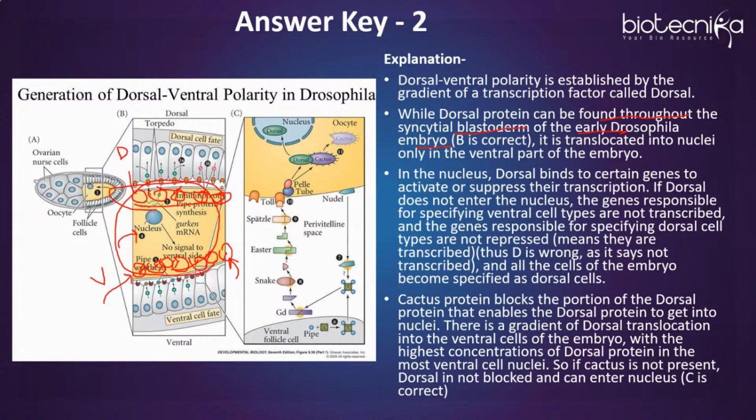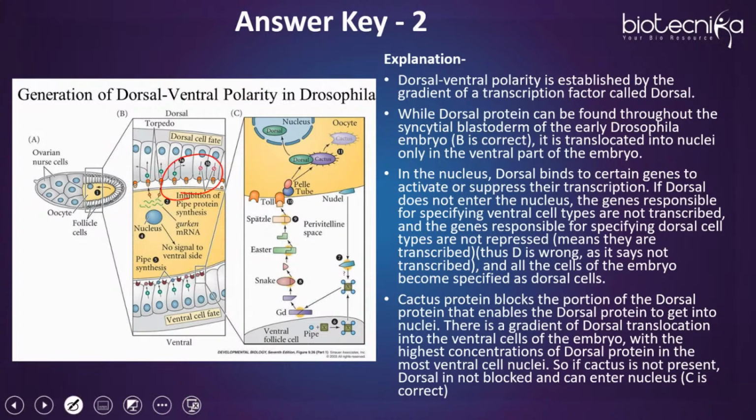Okay. So dorsal is found throughout the entire embryo, but at the dorsal side it is bound by cactus. That's why it cannot enter the nucleus. So it is translocated into the nucleus only in the ventral part where it is free, because pipe protein has degraded cactus. That's why dorsal was free. Okay. Now, what is it doing in the nucleus? Why is dorsal giving ventralization? Because it binds to certain genes either to activate or suppress their transcription.